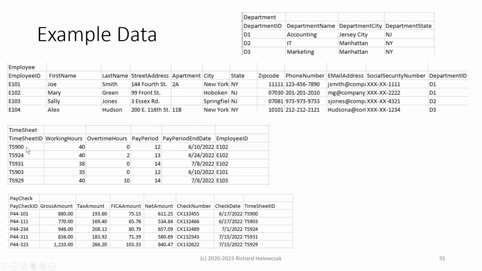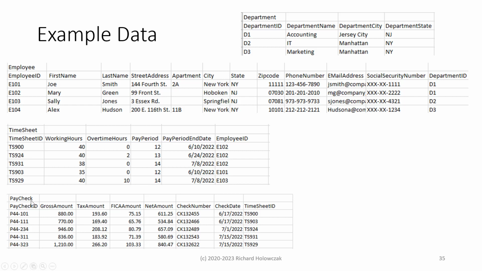Going further, we can look at some timesheets and we can see which employees submitted those timesheets just by looking at the employee ID foreign key. So we can see that timesheets 900, 924, and 931 were submitted by Mary. We can see that timesheet 903 was submitted by Joe, and timesheet 929 was submitted by Sally.